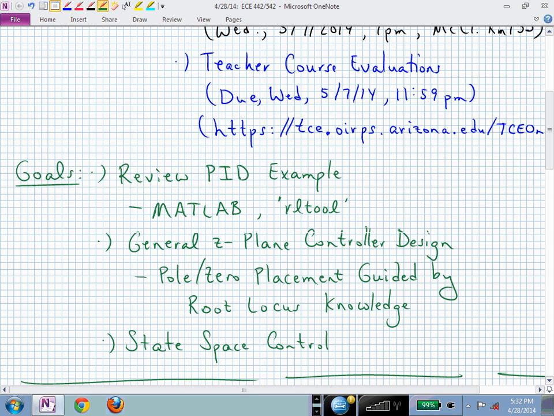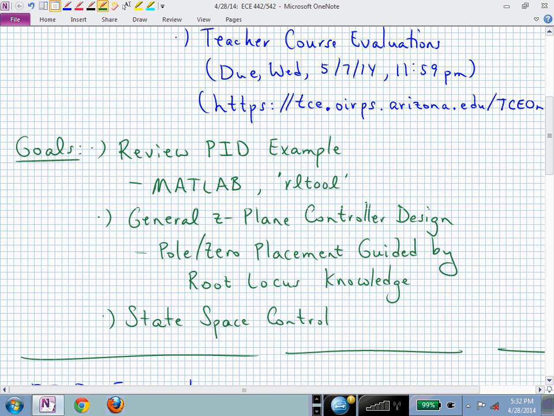Then we will get into the general Z-plane controller design, and this will hopefully help you on homework 7 if you haven't already finished homework 7, and in particular the very last problem. You might start with something that's unstable, and now you need to figure out where do I place poles or zeros to allow these branches of the root locus to come back in where I want them, which is inside the unit circle.